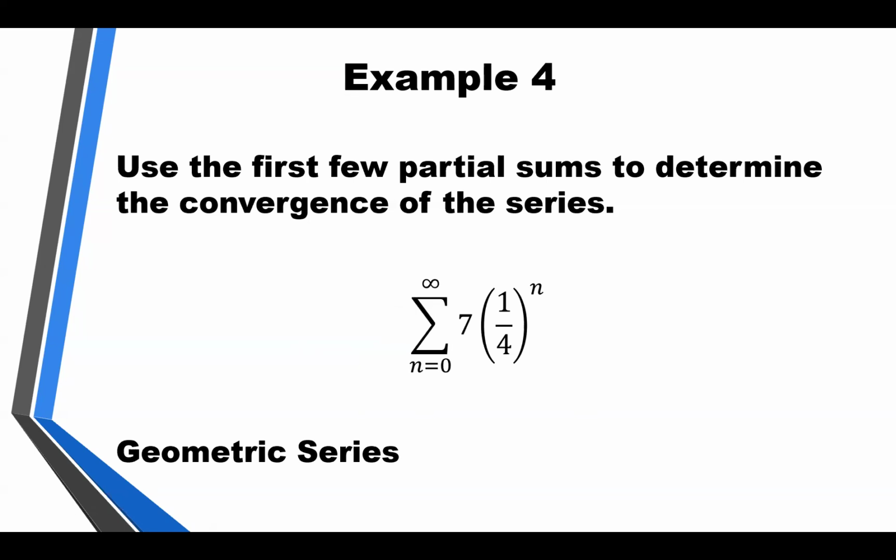Let's do this example 4, and we'll find the first few partial sums of 7 times 1/4 to the nth power. This is called a geometric series because each of these terms is like an exponential function. Each term is given to me by an exponential function, and in that case, the series is called a geometric series. So geometric series means we're summing up terms that are given by an exponential function.